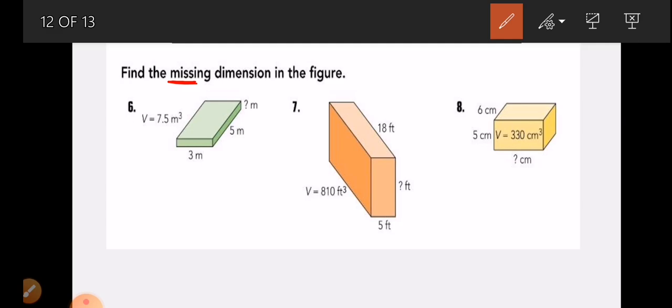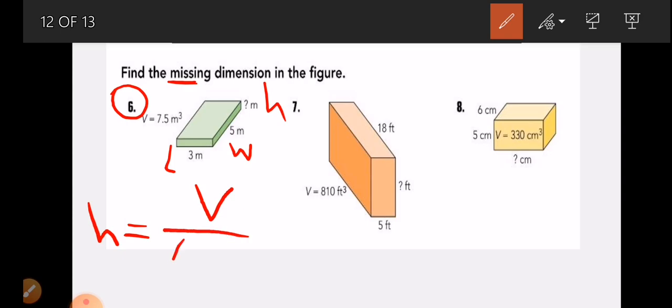How can I find the missing one? Do you remember? Let's see. Question number 6. Here the missing dimension is what? The length I have, the width I have, the height is missed. So the height equals the volume divided by length multiplied by width.